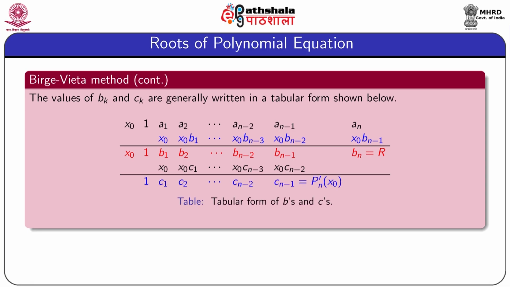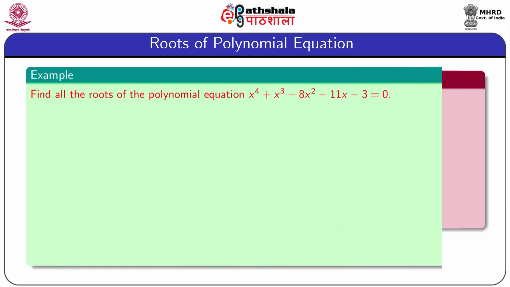Similarly, we obtain the values of c's from the last row: 1, c1, up to c_{n-2}, c_{n-1}. c_{n-1} is nothing but the value of the first derivative of the polynomial Pn at the initial guess x0. So, this table of values is useful to calculate b's and c's, particularly during hand calculation. Now, we consider one example to find all the roots of a polynomial equation using the Birge-Vieta method.